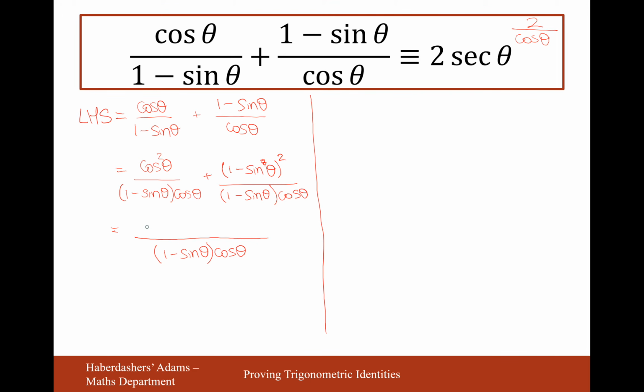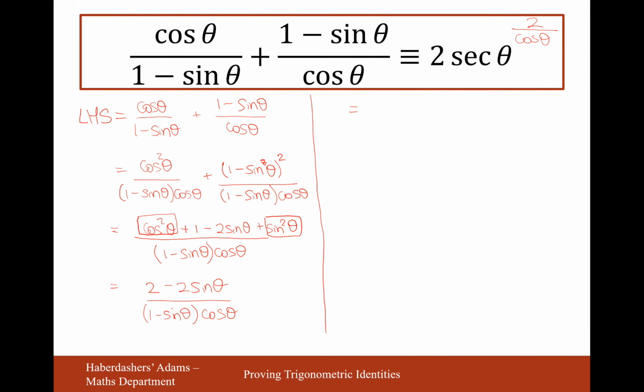And on the top it's going to be cos squared theta plus 1 minus 2 sine theta plus sine squared theta. Okay, now what can we do with this? Well, we know that cos squared, if we link this one together and this one together, sine squared plus cos squared equals 1, so we get another one in addition to this one, so that's going to make it 2 minus 2 sine theta. I can see where it's going from here now, it's all taking shape, hopefully you can see it as well. Over 1 minus sine theta cos theta.